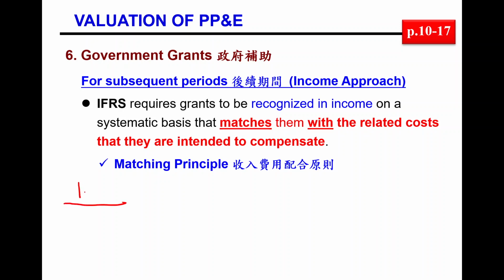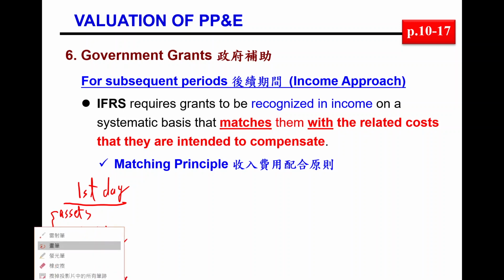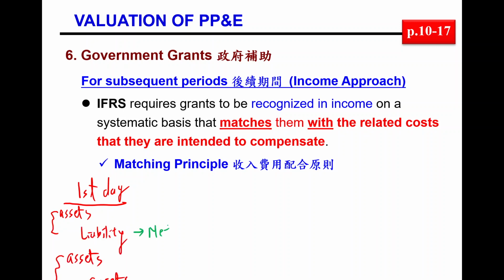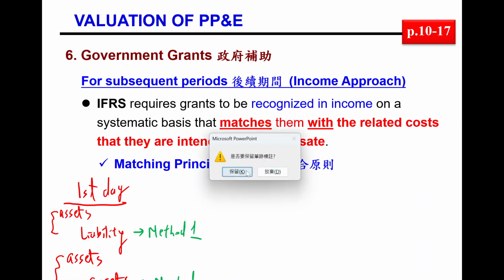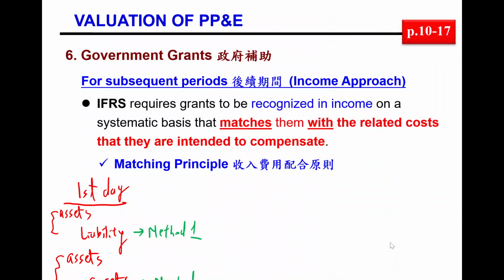If your first date you use assets and liabilities, or you use assets and assets. Remember, this is your method one. This is your method two. So what's the following periods we have to do? Okay, so we talk about that.